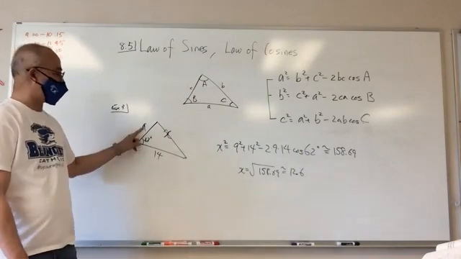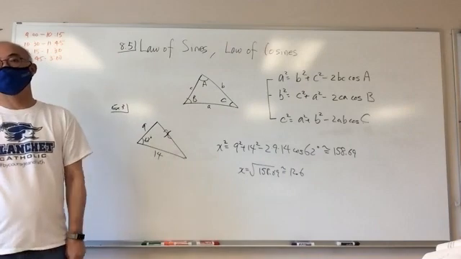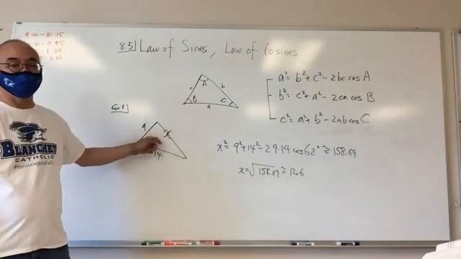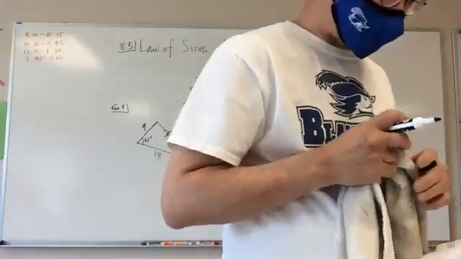So that's how you would use it. If you have side angle side, you cannot use the law of sines, it's always going to be the law of cosines. Okay, let's do the next one.